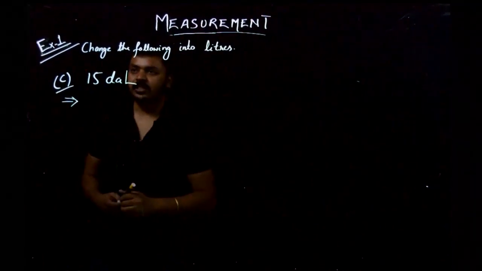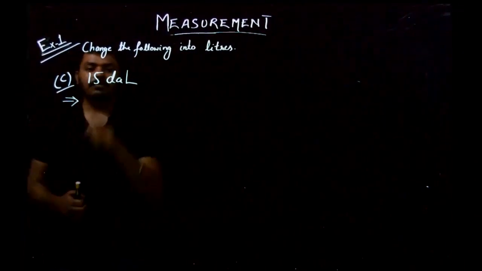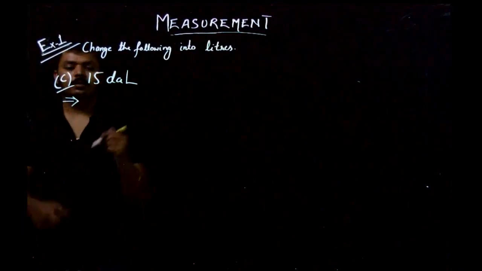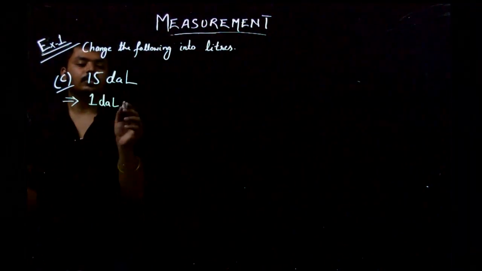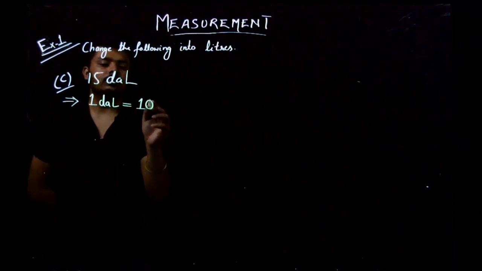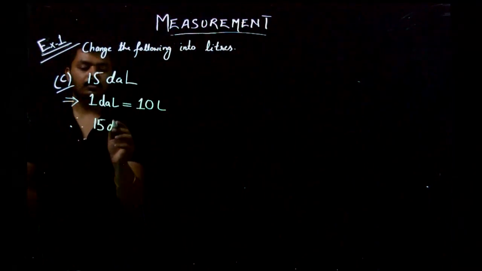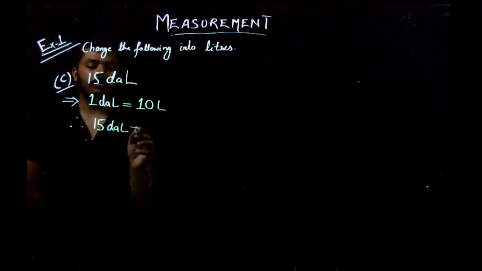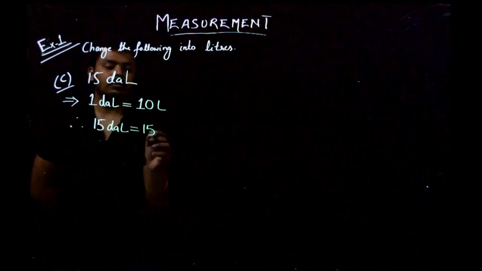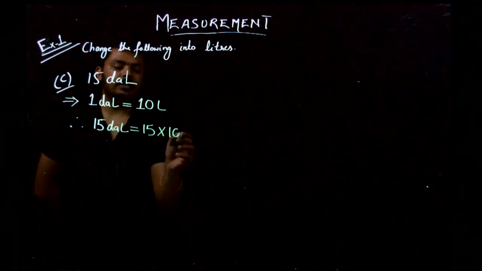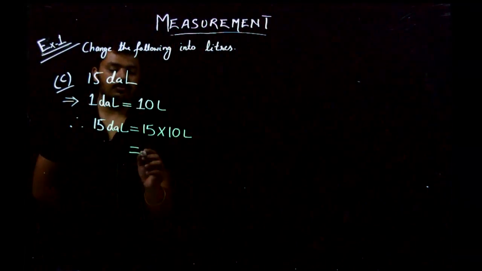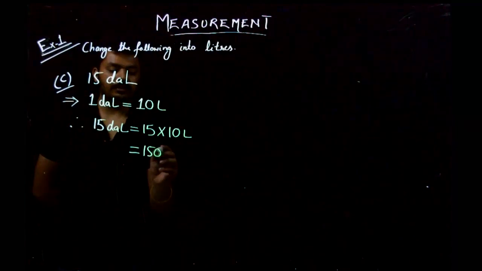Now let's see part C of example number 1, 15 decaliters. We know that 1 decaliter is equal to 10 liters. So therefore 15 decaliters will be equal to 15 multiplied by 10 liters, equals 150 liters.